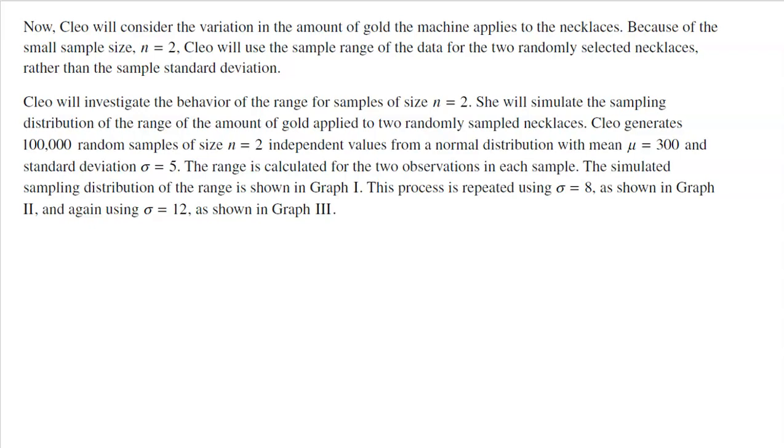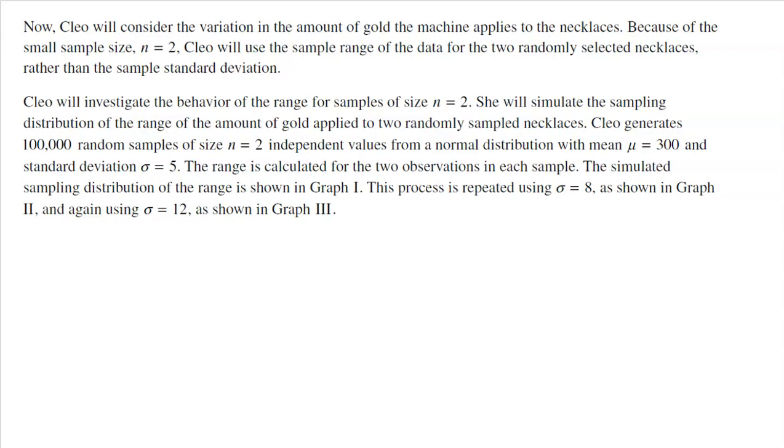So she will simulate the sampling distribution of the range of the amount of gold applied to 2 randomly sampled necklaces. She will generate 100,000 random samples of size 2, independent values from a normal distribution with a mean of 300 and a standard deviation of 5. The range is calculated for the 2 observations in each sample. So again, 100,000 random samples she's simulating, which will give her 100,000 different ranges. The simulated sampling distribution of the range is shown in graph 1, which I'm about to show to you.